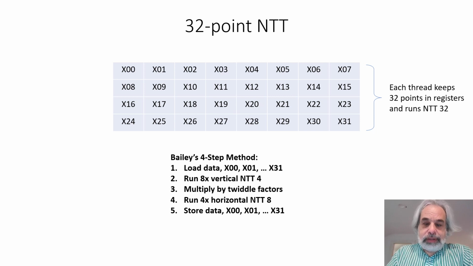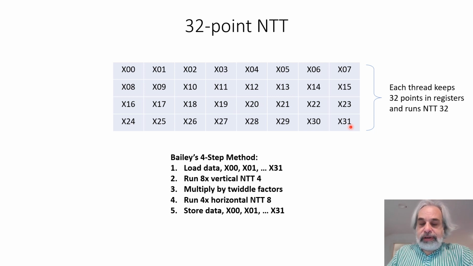Okay, continuing with our GPU implementation, the next thing that we want to do is implement a 32-point NTT in each thread of the GPU. And we're going to use Bailey's 4-step method. So the first thing we're going to do is load our data from memory in the following format. We're going to go across X0 through X7, going across this way, X8 through X15, and so on, down to X24 up to X31, going across this way.